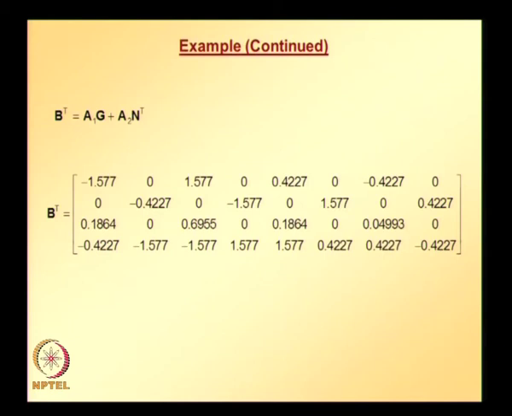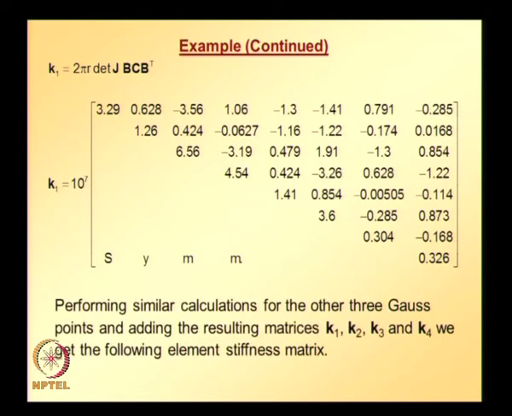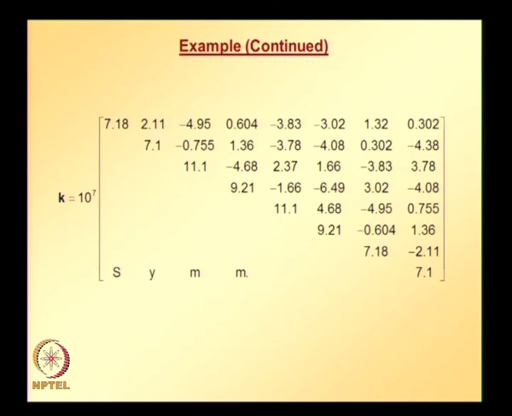and once we have this B matrix, we can find the contribution to the element stiffness matrix from this integration point by substituting into this equation. Here K subscript 1 is used to denote the contribution from the first integration point to the element stiffness matrix. So, by plugging in all the values and simplifying, we get this matrix. Performing similar calculations for the other 3 integration points and adding the resultant matrices K1, K2, K3, K4, we get the element stiffness matrix which is shown here. So, we got the element stiffness matrix for the one element that we are adopting to solve this problem.